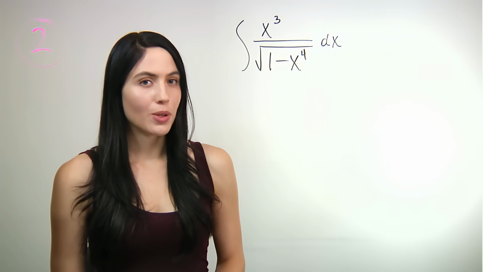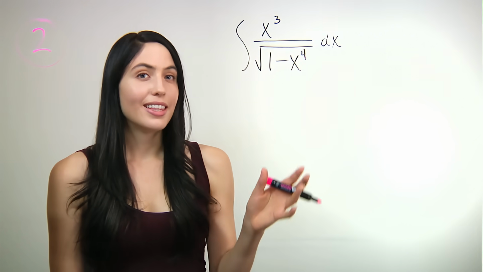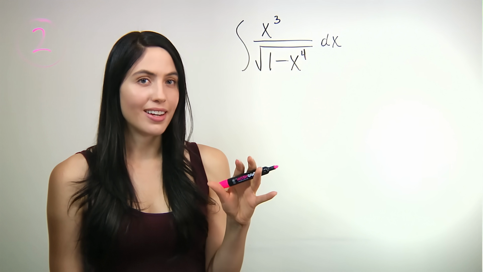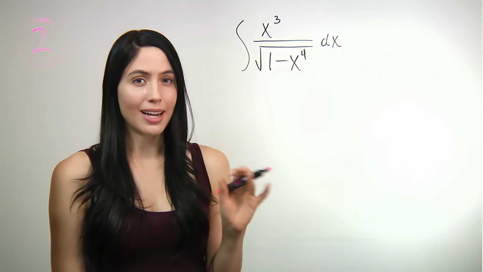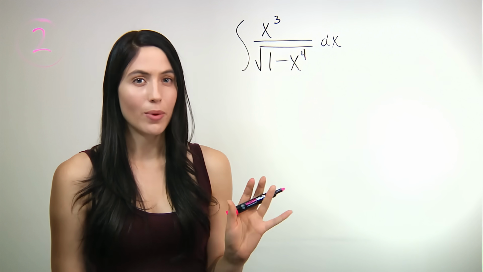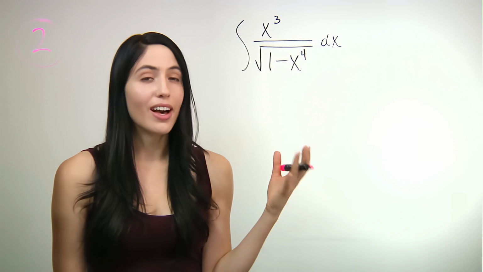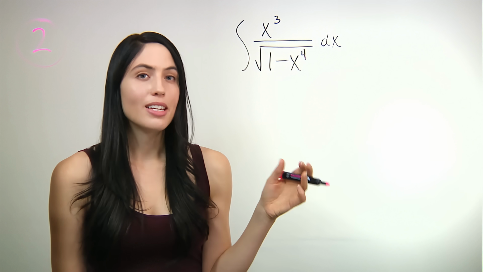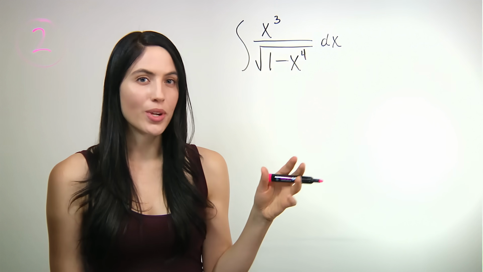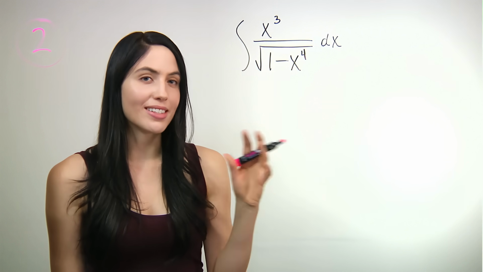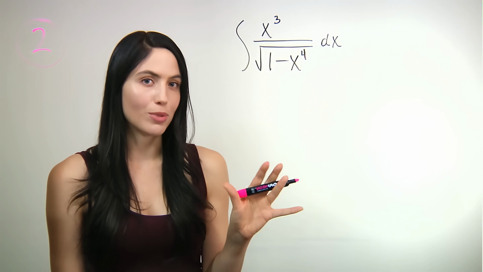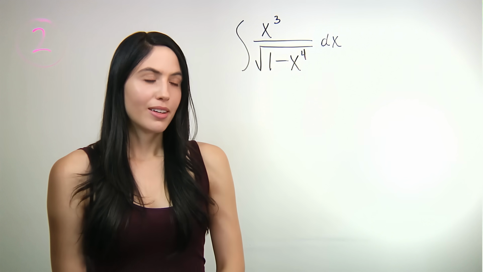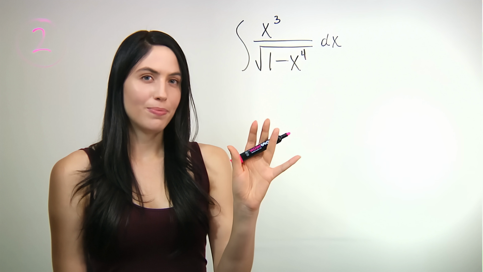Sometimes when you pick a u expression, the du, the derivative you get, does not give you exactly what you need to integrate right away. Then what you have to do is manipulate the du or the u, rearrange it so you have exactly what you need to make the substitution work out. So let's try this example.